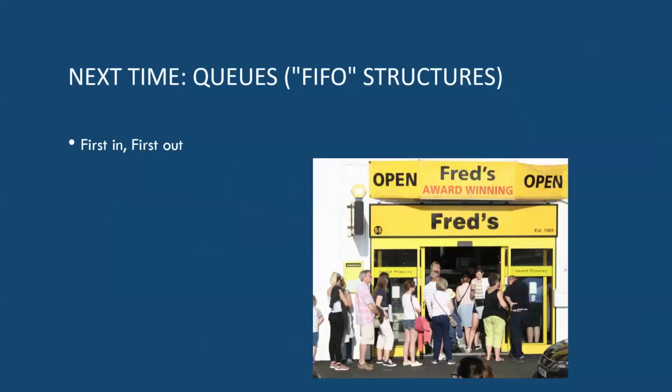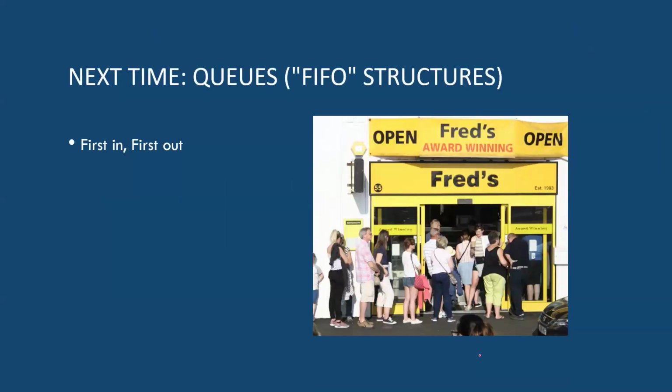Next time, we'll talk about queues. A really similar concept, but whoever stands in line first gets served first. So that's first in, first out, or a FIFO structure. And we'll build that one as well. We'll use the words enqueue and dequeue, which are the traditional words when working with queues, to talk about putting somebody in line and serving them at the head of the line.